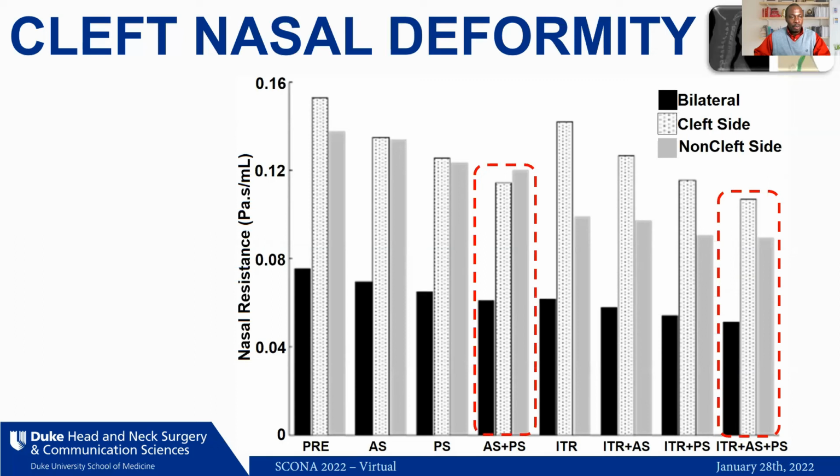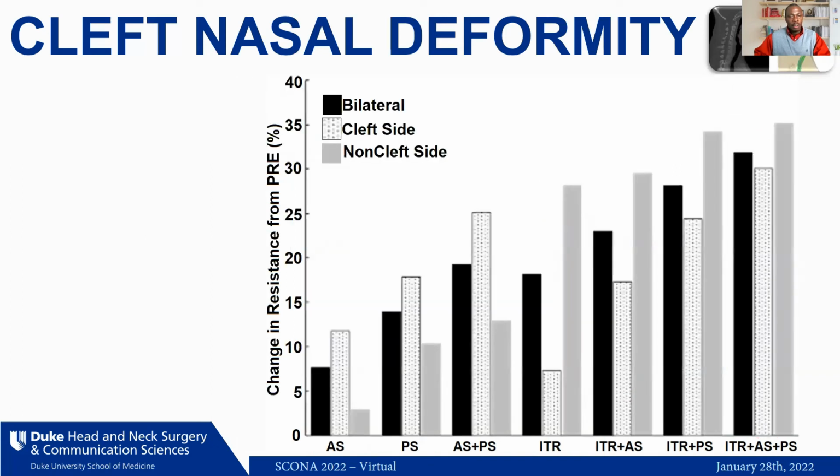Whereas the bilateral resistance is a little bit elevated compared to ITR plus AS plus PS, we see that, one, the complexity of this surgery is lower than doing all three different procedures together. And two, the resistance values were closer to each other. The cleft side and the non-cleft side are closer to each other. There's not a great asymmetry in those values.